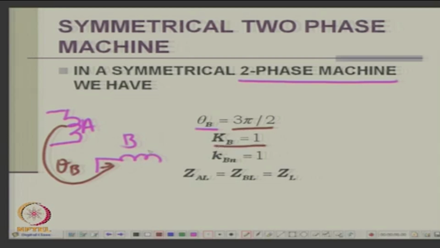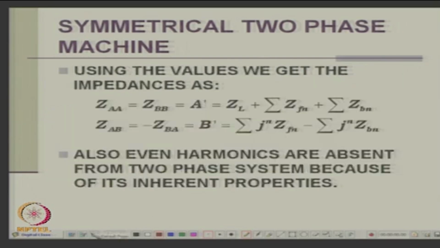So, the turns ratio is 1, and for both fundamental harmonics ZDL, ZBL equal to ZL. Okay. Now, you can also write ZAA, ZAB. ZAA will be ZBB, is not it, and ZAB will be minus ZBA, right, conjugate will be minus. Okay. And ZAA will be ZL plus ZFN plus ZBN, the self will be the same, and ZAB equal to minus ZBA will be j to the power of n ZFN minus j to the power of n ZBN.